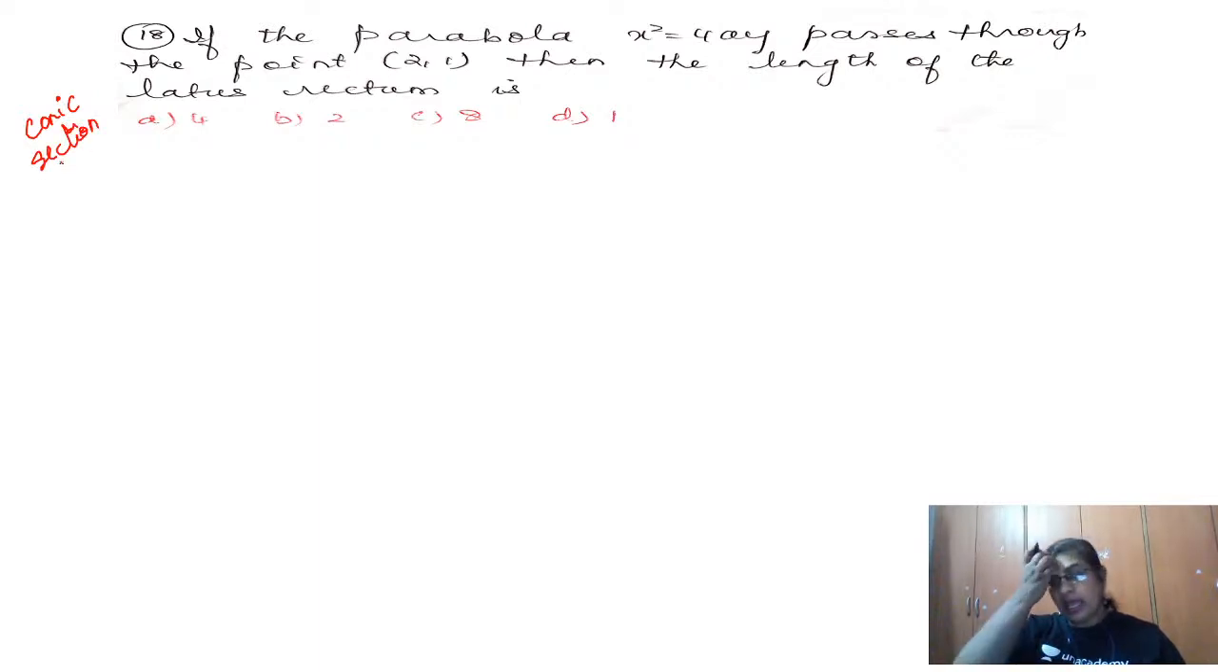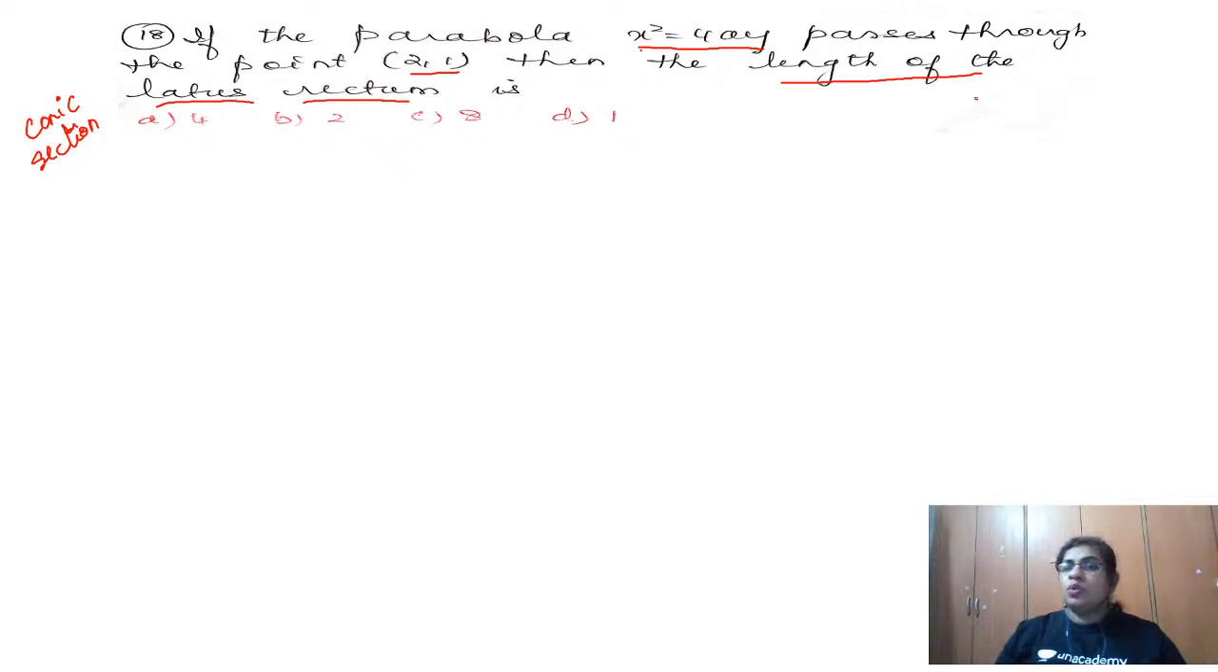So this is under parabola, under conic section. So what is the question about? If the parabola x square is equal to 4ay passes through the point (2, 1), then what is the length of the latus rectum?